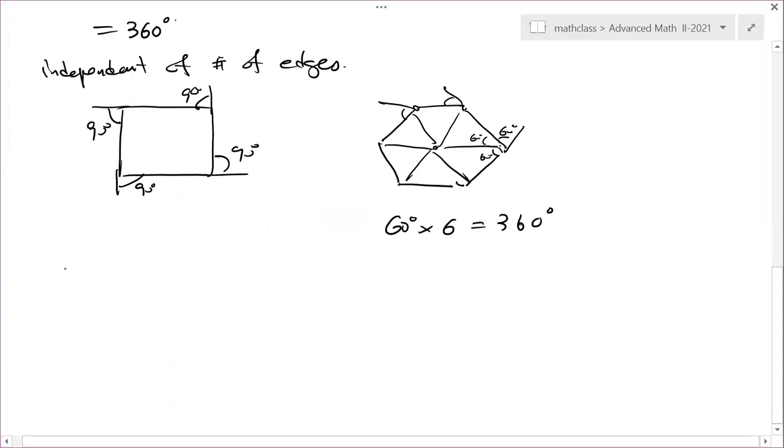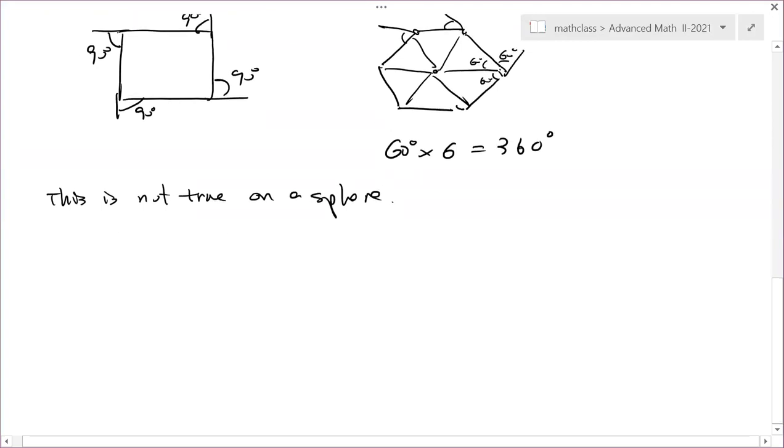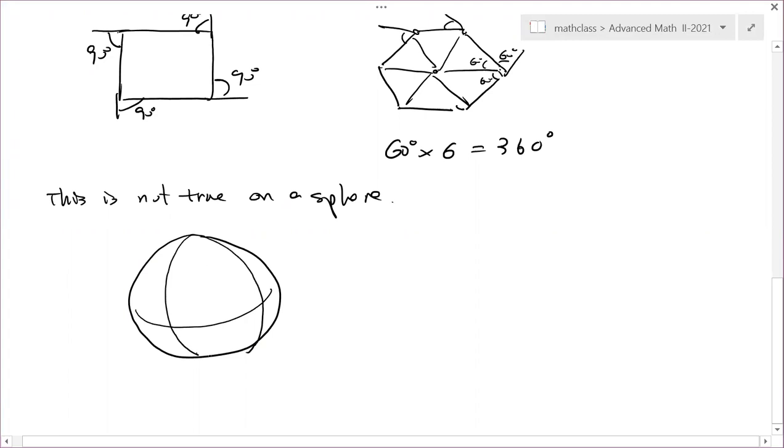This fact is not true on a sphere. For example, I'll give you a sphere, and this is the equator, and this is a great circle, and another great circle. So now you get a triangle, with vertices at the intersections.